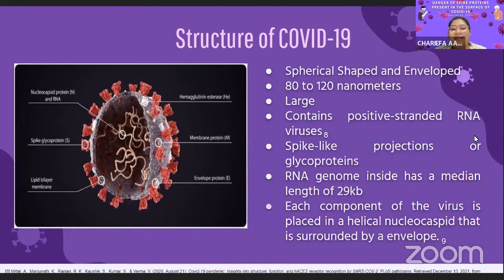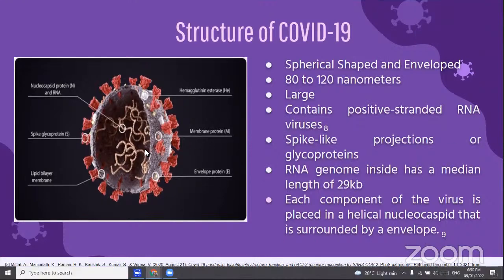all the RNA viruses. It is made up of 6 to 10 reading frames that are in charge of encoding both the replicase and the structural proteins of the virus. Each component of the virus is placed into a helical nucleocapsid that is surrounded by a lipid bilayer or envelope.